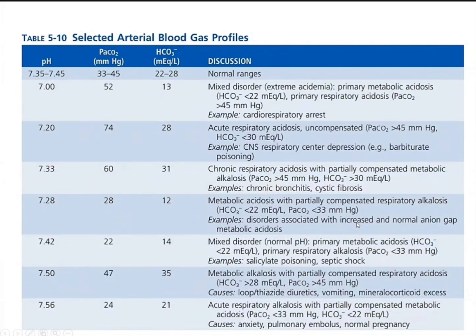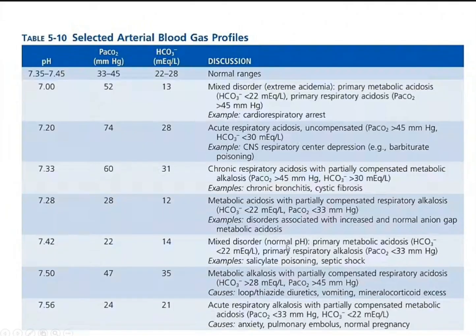Example, disorders associated with increased and normal anion gap metabolic acidosis. Then again, another mixed disorder. Here, the pH is normal. See, 7.42. The PaCO2 is less, 22. So there is a metabolic acidosis, bicarb is 22, primary respiratory alkalosis because the PaCO2 is less than 33.